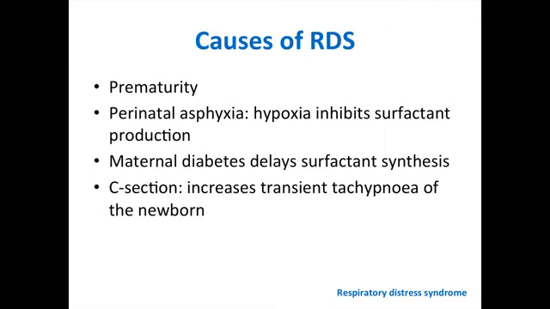The causes of respiratory distress syndrome include mostly prematurity, and also include perinatal asphyxia. So what I mean by that is a lack of oxygen during delivery, so hypoxia inhibits surfactant production. Maternal diabetes delays surfactant synthesis, and at caesarean section there's an increase of what we call transient tachypnea of the newborn, although this is not truly respiratory distress syndrome, but it does lead to respiratory distress of the newborn.